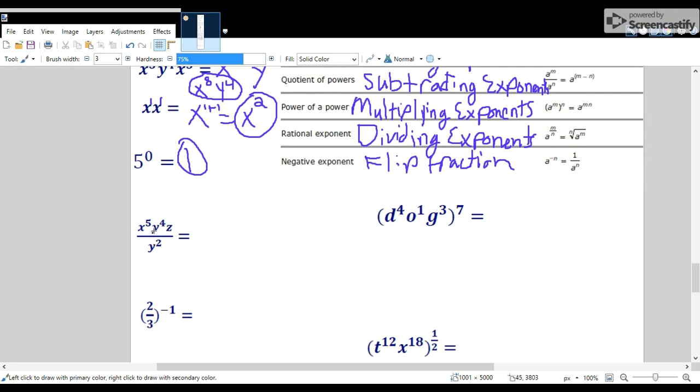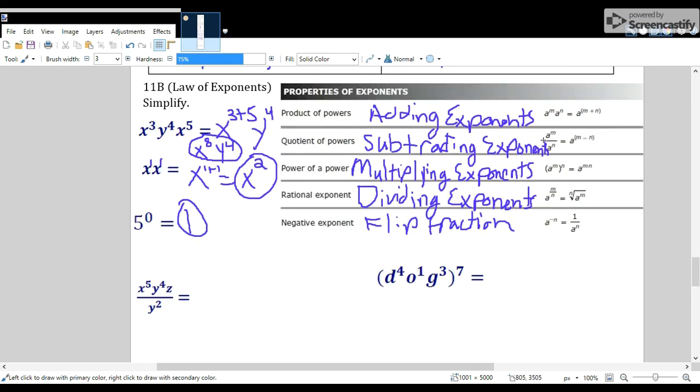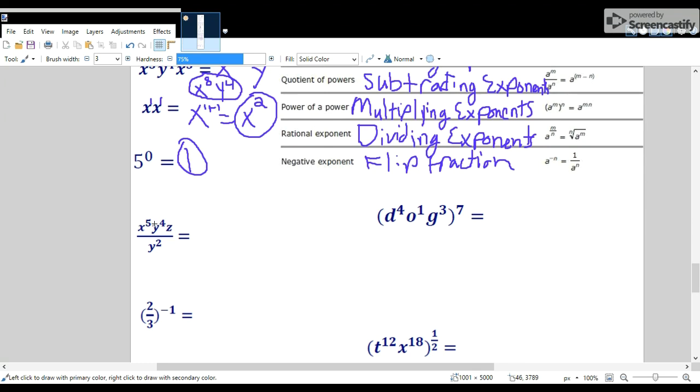We have x to the 5th power times y to the 4th power times z all over y squared. So we have a fraction here. We use quotient of powers, that's subtracting the exponents. So we have the 4 minus the 2. So we have x to the 5th power times y to the 4 minus 2 power times z. Now 4 minus 2 is 2, so your simplified form is x to the 5th times y to the second times z to the first. And that's your simplified form.